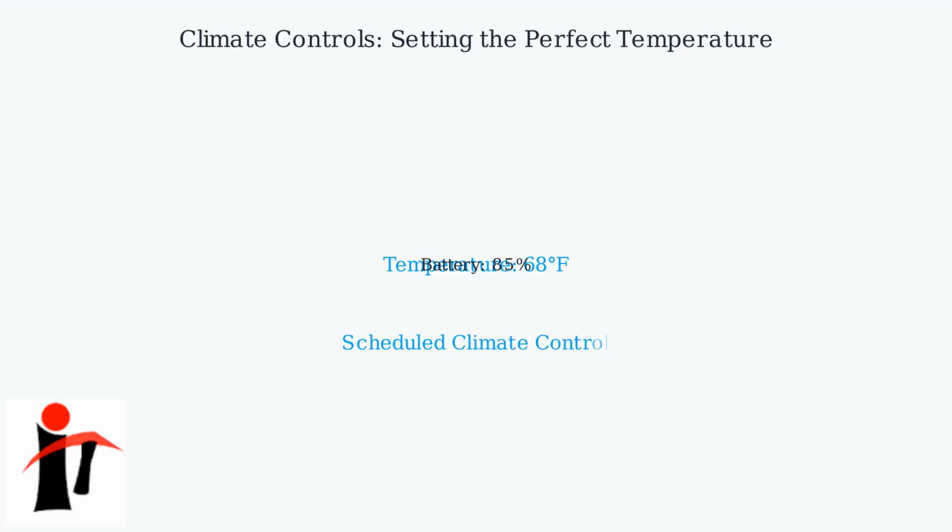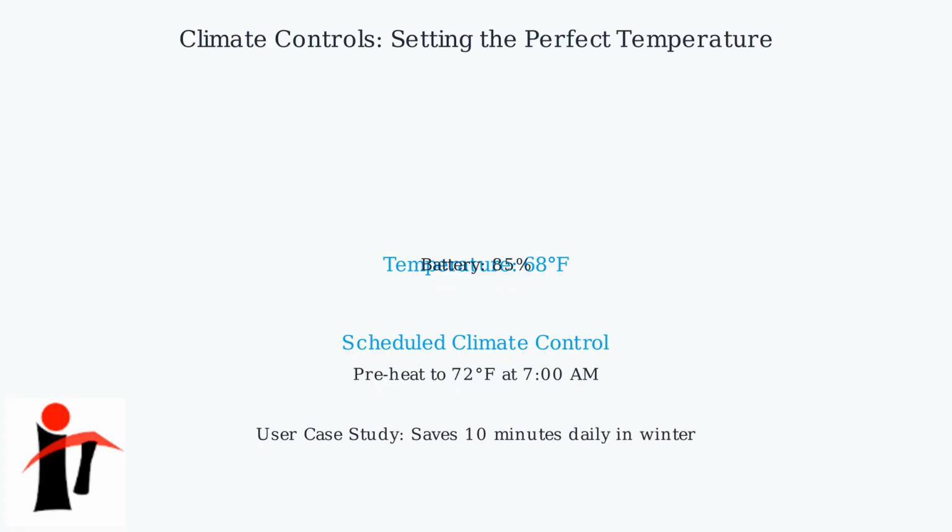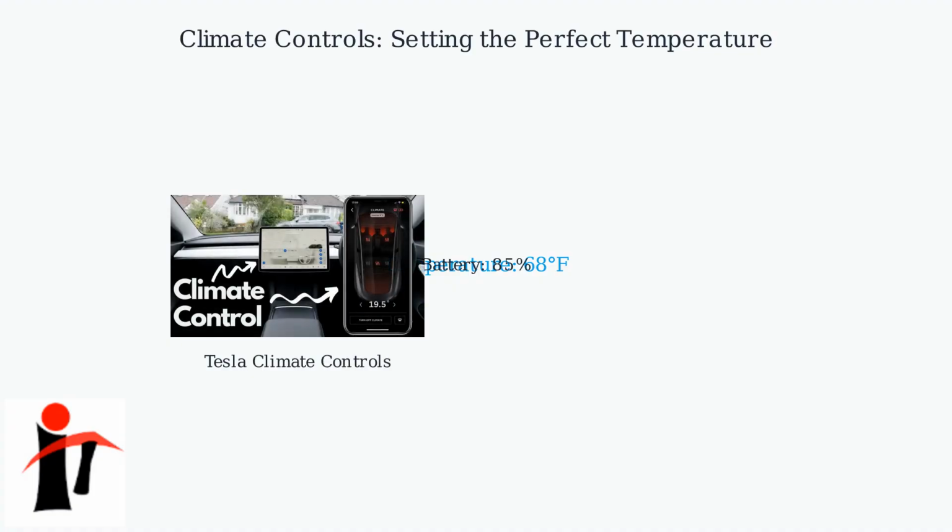You can also set scheduled climate control. Preheat the car every morning before your commute or cool it down before leaving work. User case studies show this can save up to 10 minutes daily in winter. The Tesla interface provides intuitive controls for all climate settings.